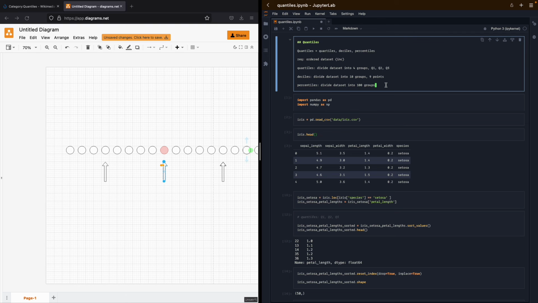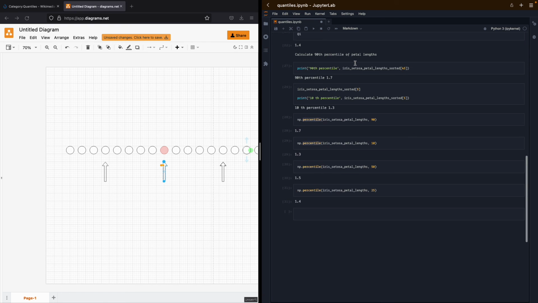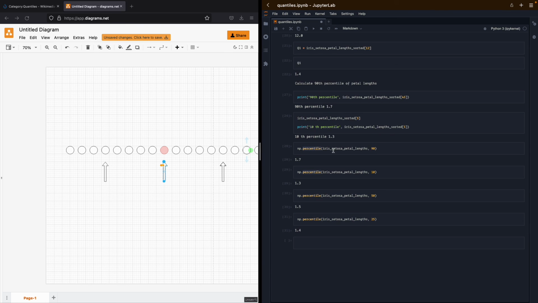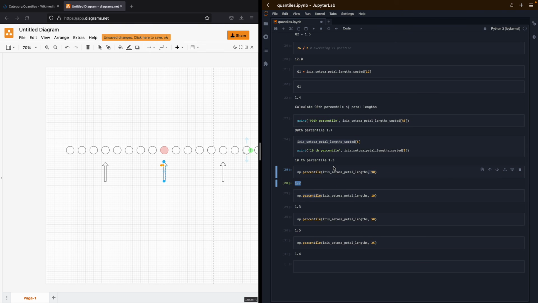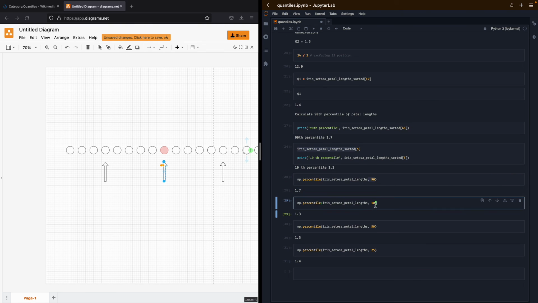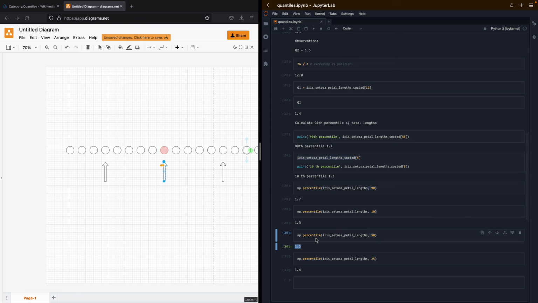So what is the significance of these quantile values? They signify that, since our data set is in sorted, increasing order, below 90% we have values less than 1.7. It gives us that information. Below 10% we have petal lengths less than 1.3. Below 50% we have less than 1.5 petal length. In this way we can calculate it.